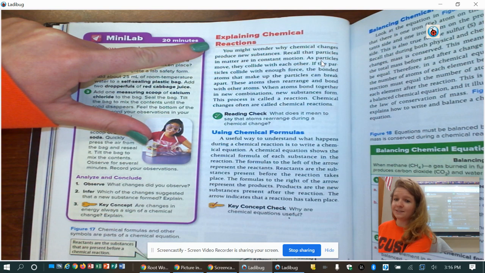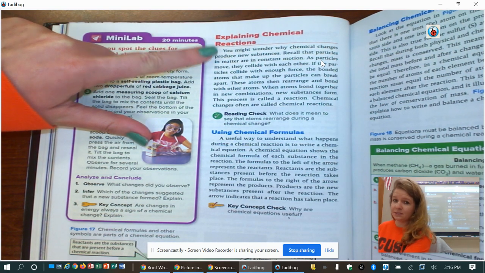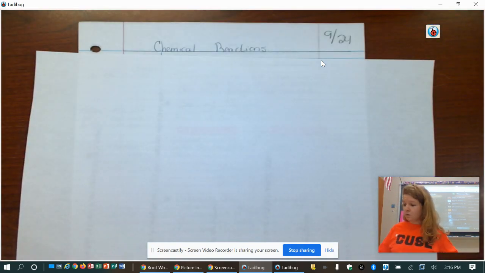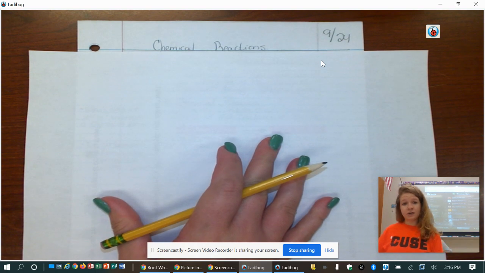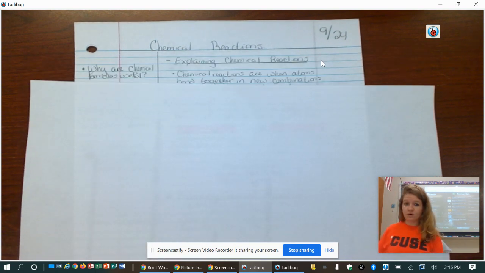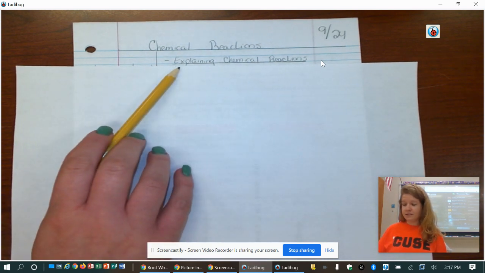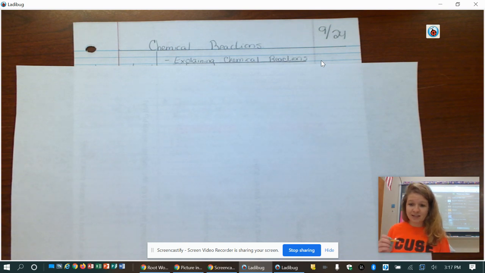So right away, guys, I see that this is a special heading. It's in a different color and it's bigger than the rest of the text. So I know I want to make that a heading in my notes. You'll see on Canvas, I had you title your notes chemical reactions, and you set it up in Cornell form. So I have made my own heading for explaining chemical reactions because I see this heading on page 36. I know that the information I'm going to put under that has to do with explaining chemical reactions.